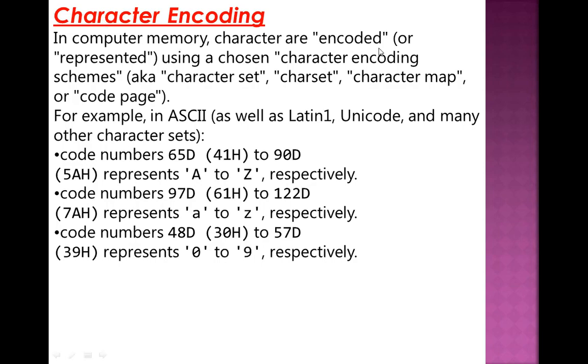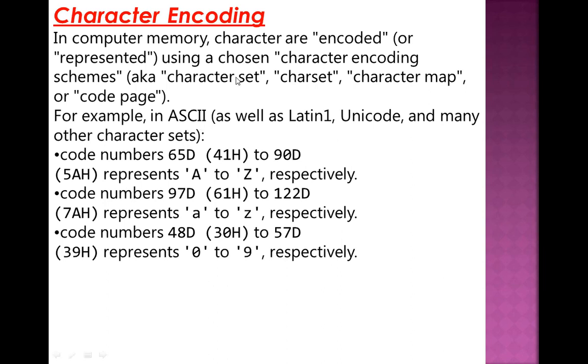In computer memory, characters are encoded. As I told you, there is ASCII, that is American Standard Code for Information Interchange. Characters are represented in memory using a chosen character encoding scheme, like ASCII, BCD. There are multiple character encoding schemes, known as character set, charset, character map, or code page. These are multiple examples of character encoding.